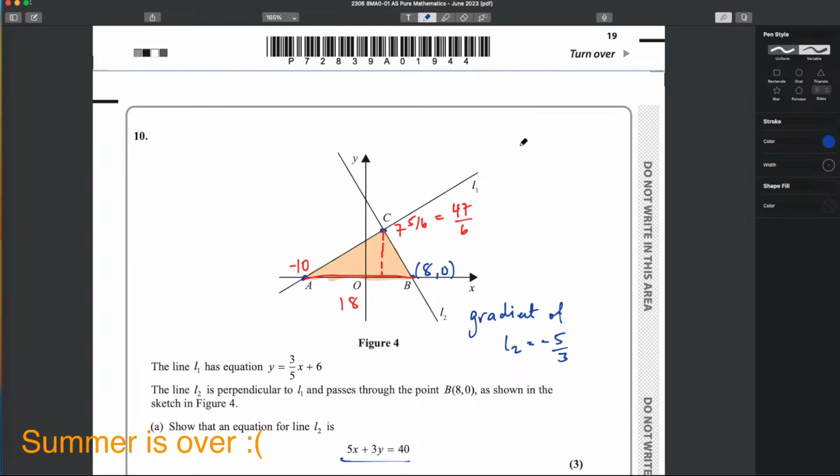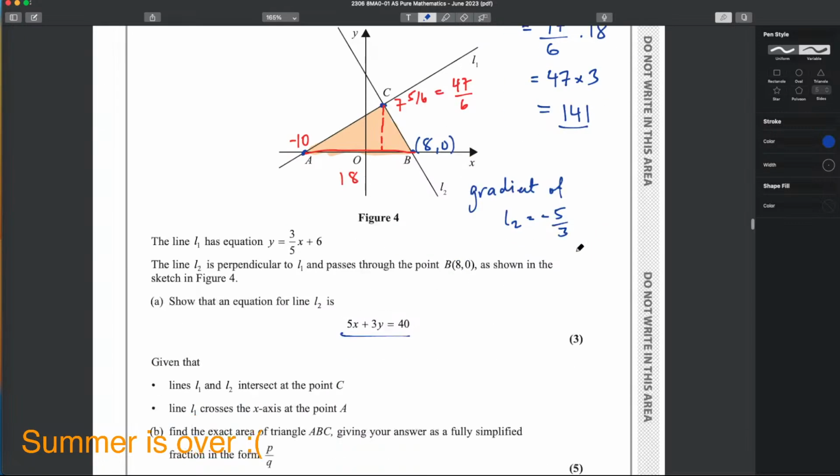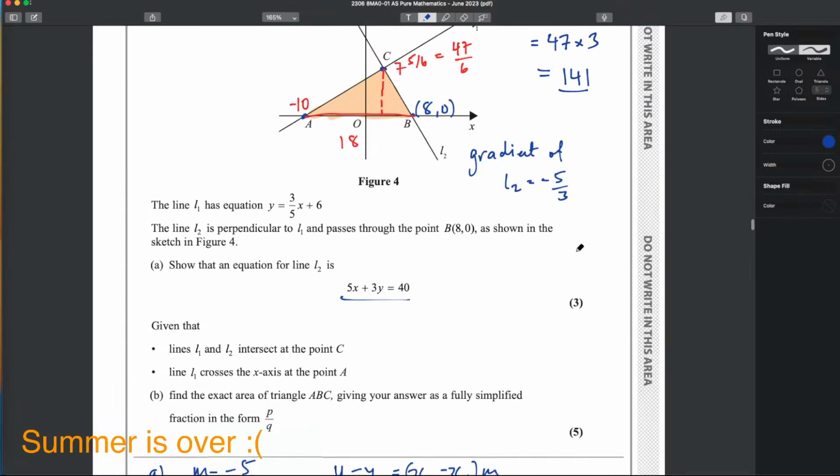So the area, let's just write it up here, is 47 on 6 multiplied by 18, which is 47 times 3. 47 times 3, which is 141. And there's no units given, so it's just units.